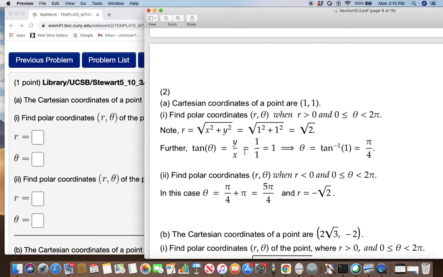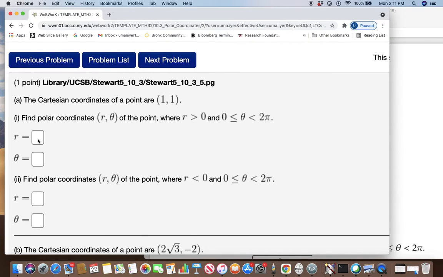Tan theta is y over x, 1 over 1. They are both positive, so you are in the first quadrant. So theta is tan inverse of 1, which is pi over 4. So r is square root 2. Theta is pi over 4.